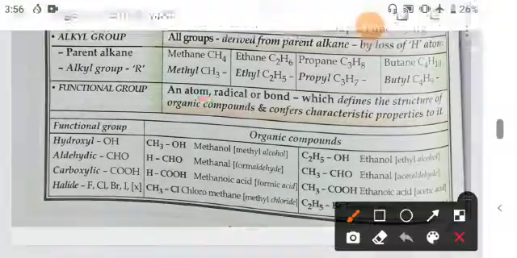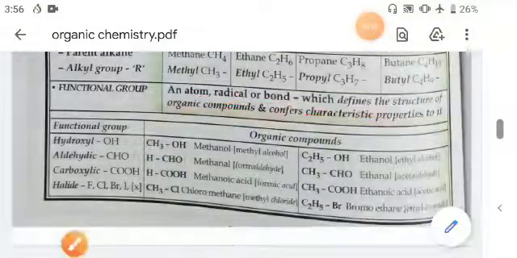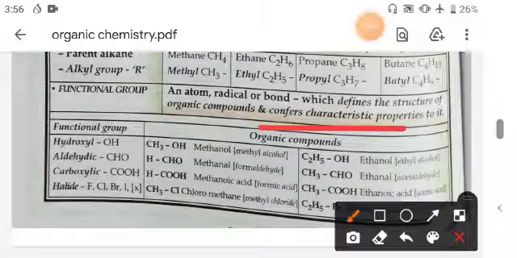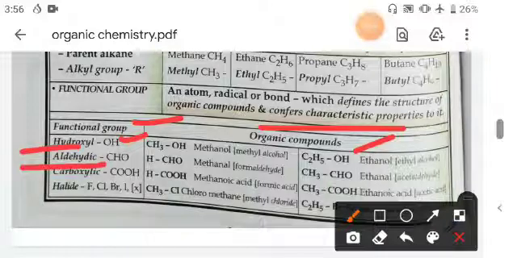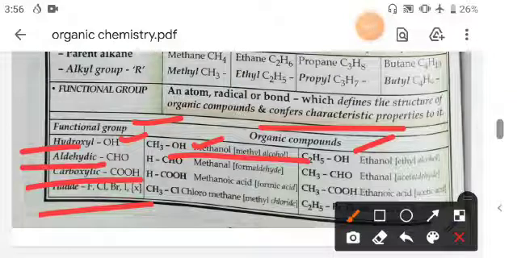Now functional group: an atom, radical or bond which defines the structure of organic compounds and confers characteristic properties to it. Now functional groups and organic compounds are given here. OH represents the hydroxyl group, CHO represents the aldehyde group, COOH represents the carboxylic group, and chlorine, fluorine, bromine, iodine are halogens.